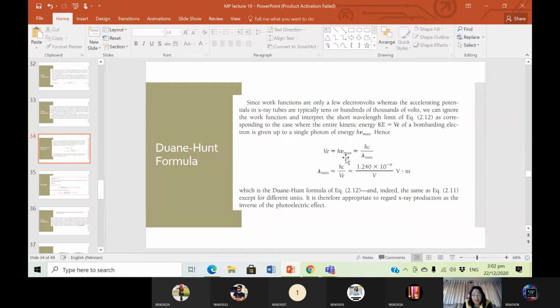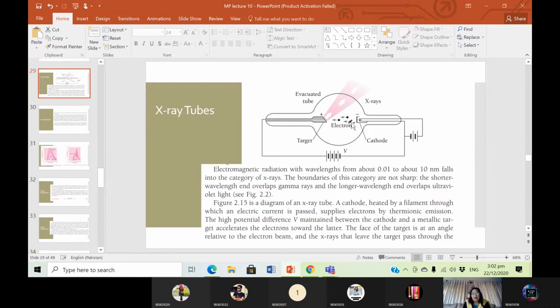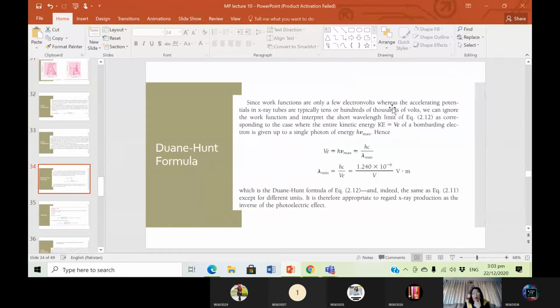That will be equal to h times frequency, the maximum photon energy, as we're talking here about the production of X-rays when electrons are bombarding the material over here. So the electron's energy is eV, the voltage times the charge. That is equivalent to the maximum photon energy, as we will be ignoring the work function here. As we said before, the work function is quite small relative to the voltage that is applied. So if we ignore the work function, the energy of the electrons is given to the energy of the photon.